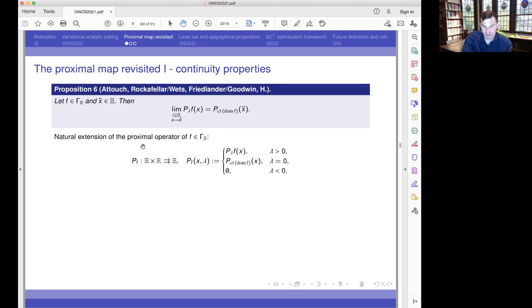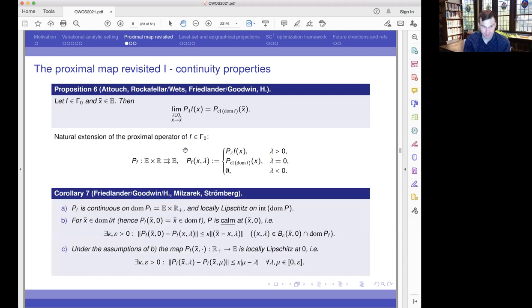Now, this natural extension of the proximal operator that I'm writing down here is just to basically embed this in the set-valued analysis setting. But I think it is natural in the sense that proposition six clearly suggests what it should be at lambda equals zero. And then I'm just going to set it to be the empty set for lambda negative. Okay. And these are the results that we established.